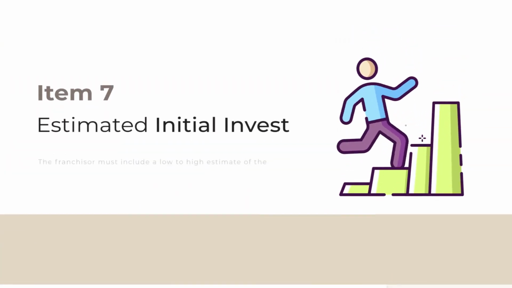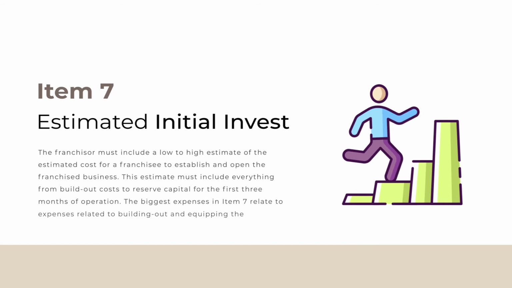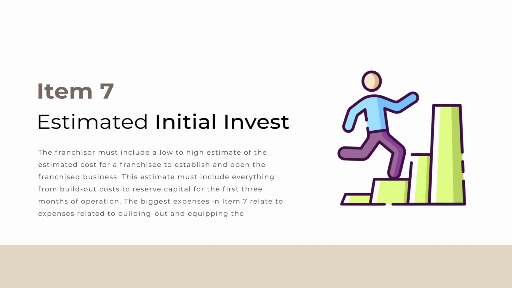Item 7 is your estimated initial investment. This is another extremely important item when you are doing your pro forma. You definitely want to take the time to read through this. It would be outlined in a table or chart, so it's pretty simple to look at.